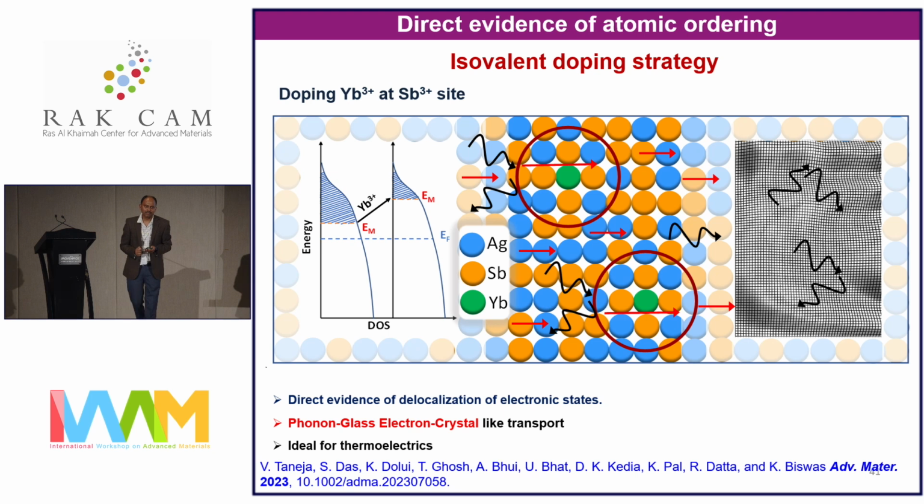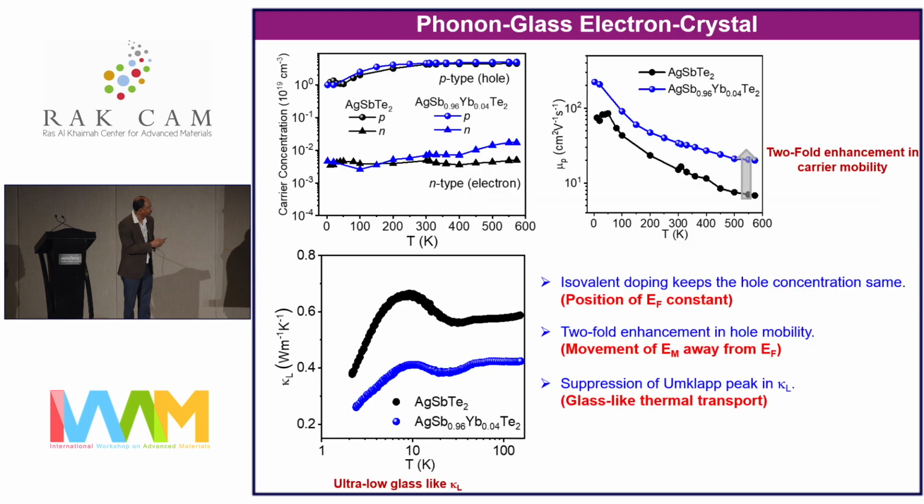So can we have an ideal thermoelectric system, which is nothing but a phonon glass electron crystal system? The phonon will behave like a glass, and the charge carrier will behave like a crystal or metal in this compound. So that's the idea we have. In order to do that, we have doped ytterbium, and you can see the hole concentration is fixed throughout the temperature we measured, because this is isovalent doping, it will not change. But there is a 2-order increase in the mobility. This is measured from 2 Kelvin to almost 550 or 575 Kelvin. So that tells that the partial ordering of atoms actually delocalizes the electronic state.